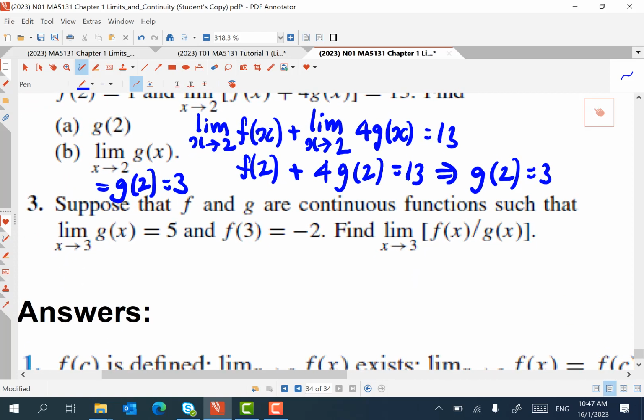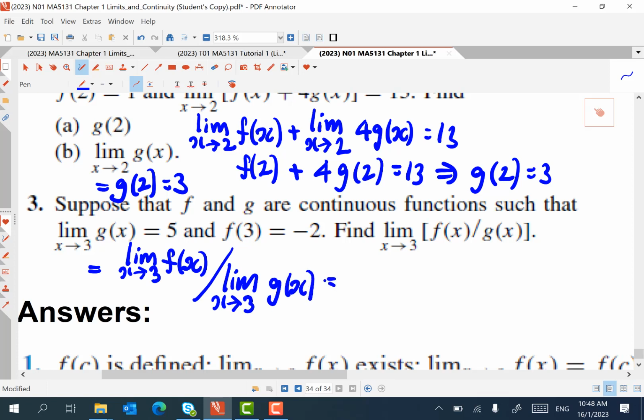And then for number 3, this tells you it equals the limit of the numerator divided by the limit of the denominator. And this gives you minus 2 over 5. Right, that's number 3.